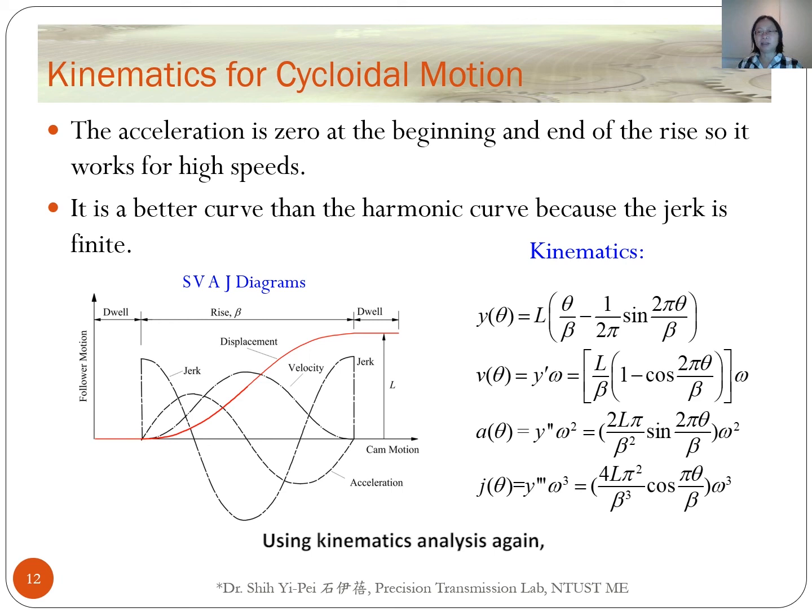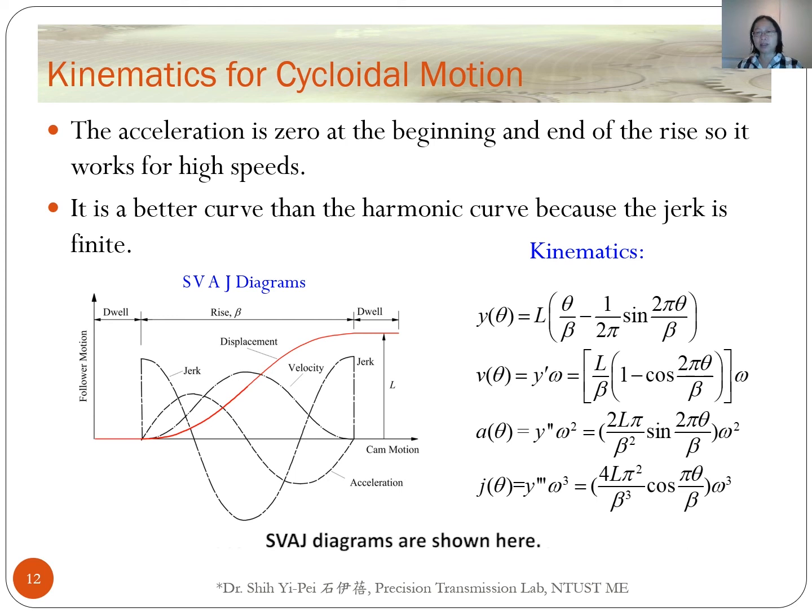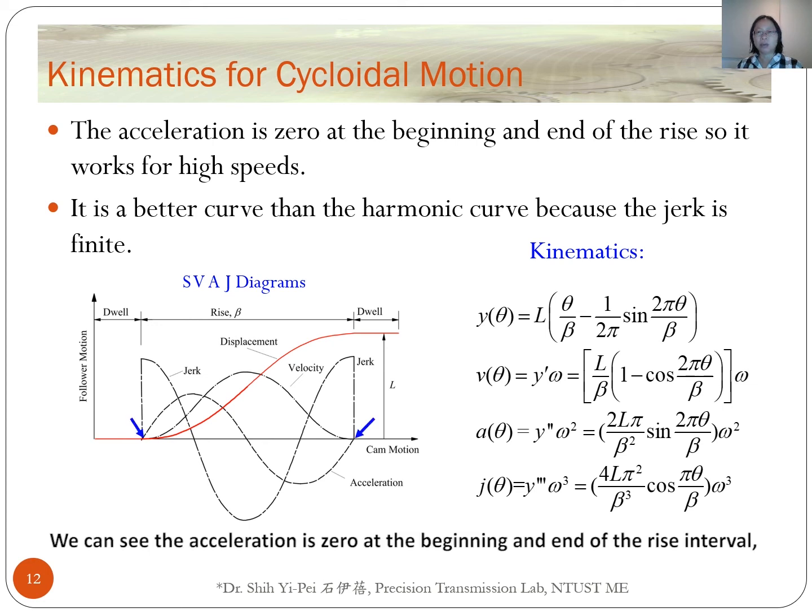Using kinematic analysis again, we have the displacement, velocity, acceleration, and the jerk of cycloidal motion. SVAJ diagrams are shown here. We can see the acceleration is zero at the beginning and the end of the rise interval. So it is a better choice than the harmonic curve because its jerk is finite, and the cam follower with cycloidal motion can work at high speeds.